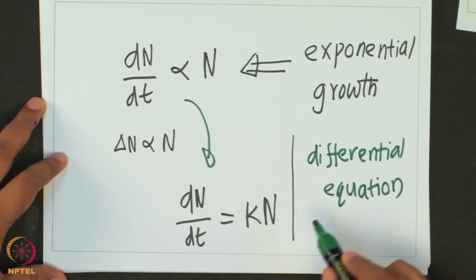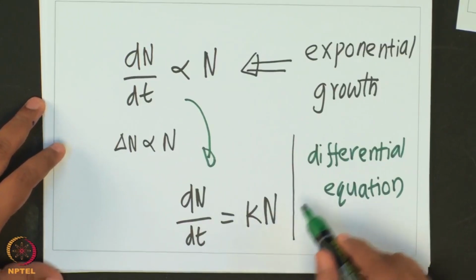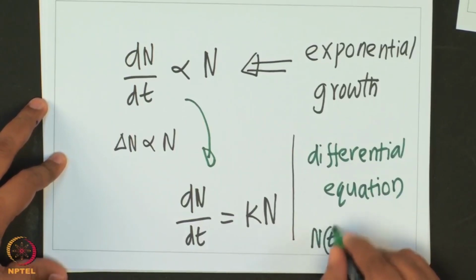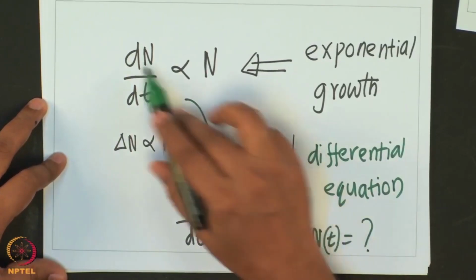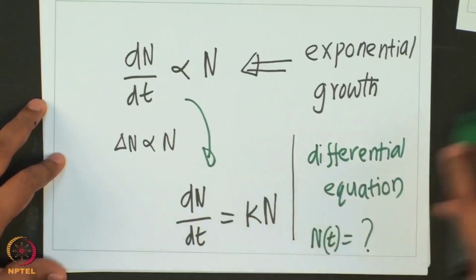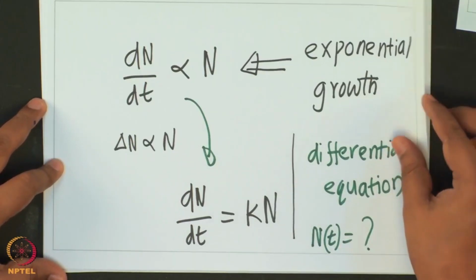dn by dt is equal to kn. Now the question is, how do we solve this equation and get n? What we want is n as a function of t. How do we get this? Knowing this phenomenon, how do we get n of t? And for this we can use the integration ideas that we learned so far.